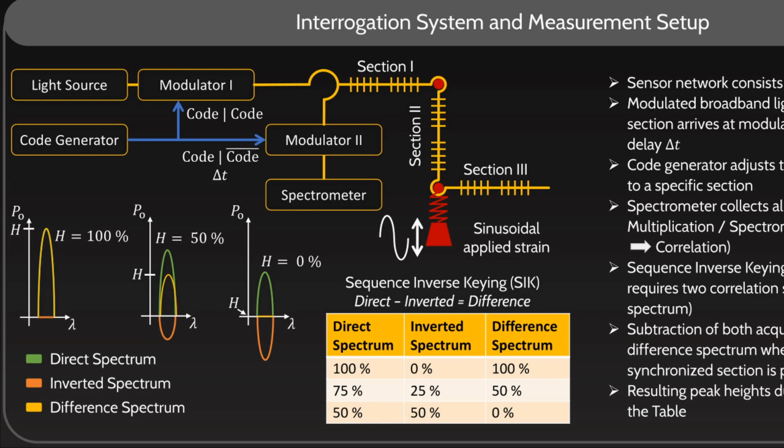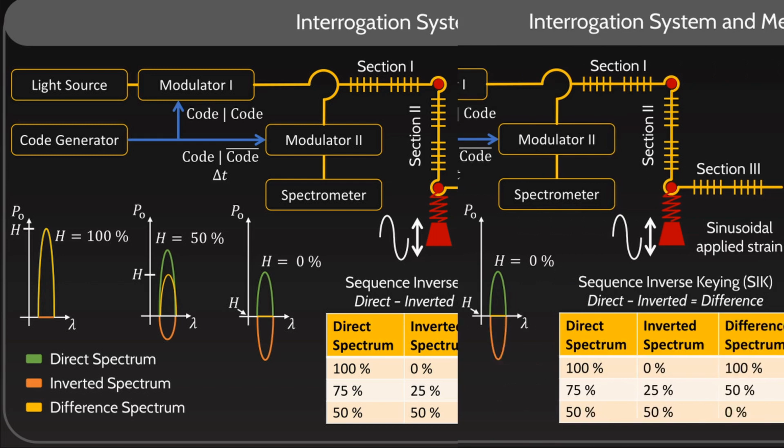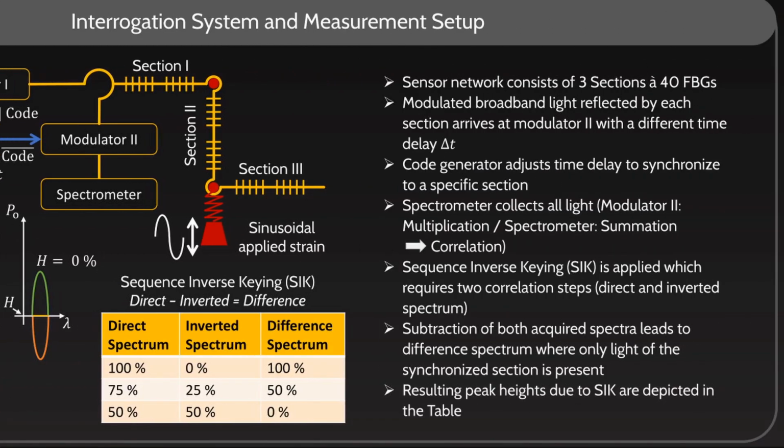The peak heights in the difference spectrum depend on the light distribution between direct and inverted spectrum, as indicated in the table. To cancel light from other sections, it must be equally distributed between both spectra. Like this, the system can interrogate thousands of sensing points individually that are organized in several identical sections. Within those, FBGs operate at different wavelengths.